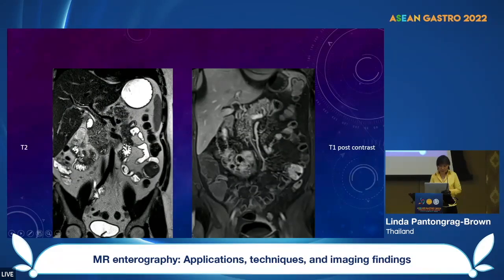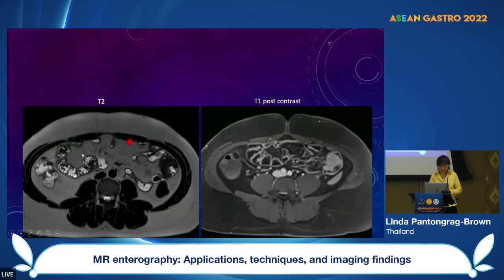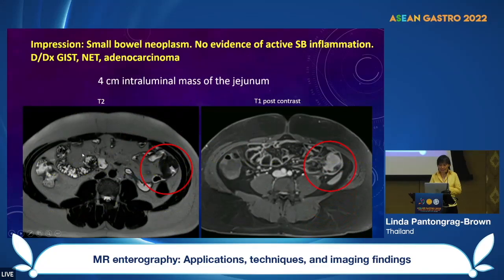So this is the static view. This is T2. You can see the mass here. This is post-contrast. That's diffuse enhancement. Also true on the axial T2 and post-contrast. The mass is vascular with a relatively smooth surface, probably originating from the wall of the small bowel. So our impression is that this is probably a small bowel neoplasm.